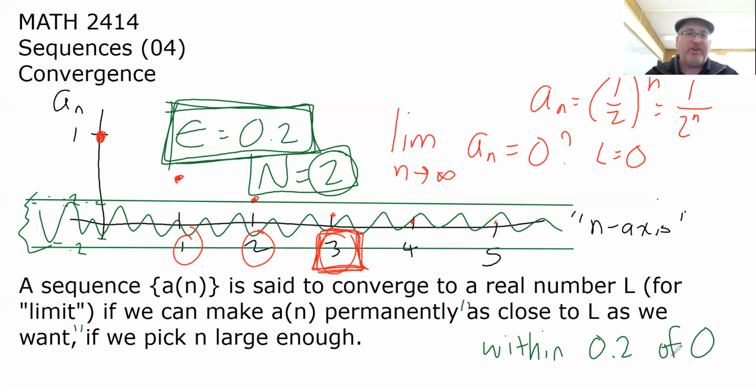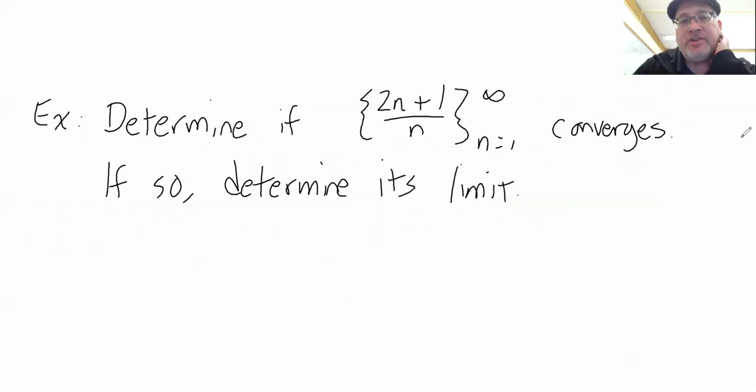Let's take a look at a specific example in this video. Determine if this sequence converges. If so, determine its limit. The sequence is generated by the function (2n plus 1) over n, and n is starting at 1. Before we attempt to get an answer to it, let's take a look at some values.